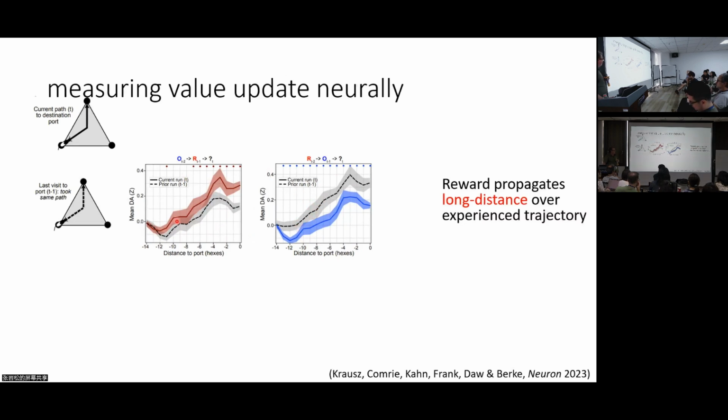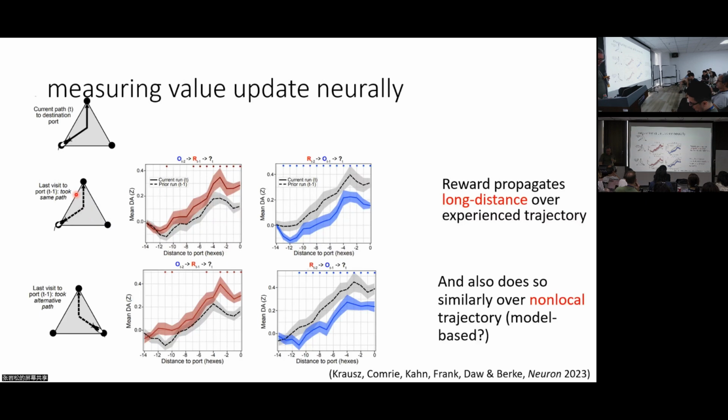And again, what's striking about this is it's along the whole path. This is like a meter long or whatever. The value propagates all the way back, more or less, okay? So we sort of inferred that from the choices, but we can now see that in this neural readout of value as well. And the big question, of course, is, does that also happen along a non-experience path, right? And the answer is yes. It looks just the same.